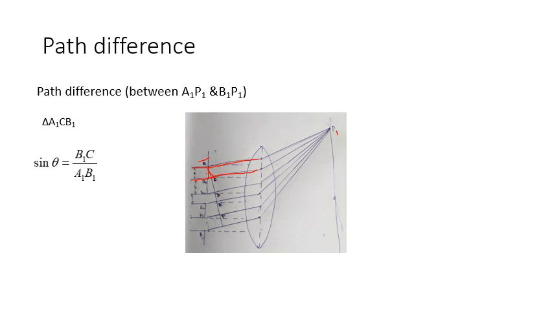If this angle is theta, then sine theta can be written as the opposite side B1C divided by the hypotenuse A1B1. From this you can calculate B1C is equal to A1B1 into sine theta, and you know the width of the opening is small a, so the A1B1 value is a. If so, B1C can be written as a into sine theta. That is the path difference between these two lines.